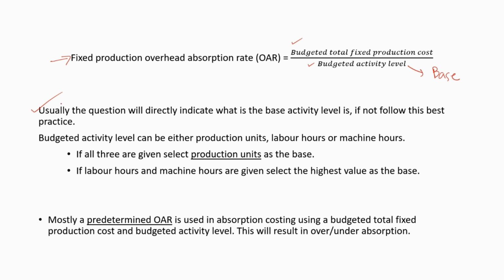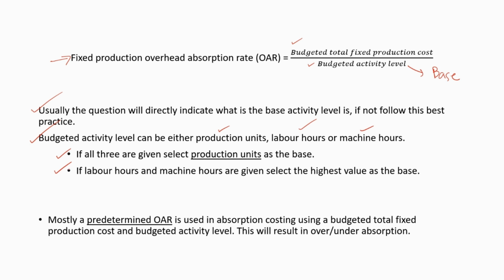This means in the exam, the base activity level will be directly indicated. If not, use these best practices. The budgeted activity level can be either production units, labor hours, or machine hours. This means we can select either of these base values for the denominator. If all three are given, select production units as the base. This means if the question is giving you these three activity levels, give priority to production units, which means use the production units in the denominator of the OAR calculation.